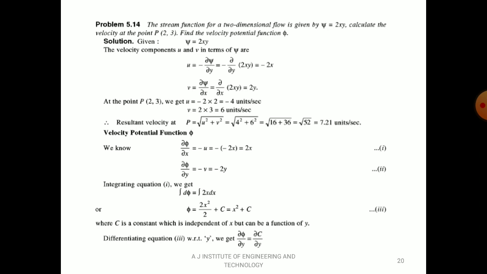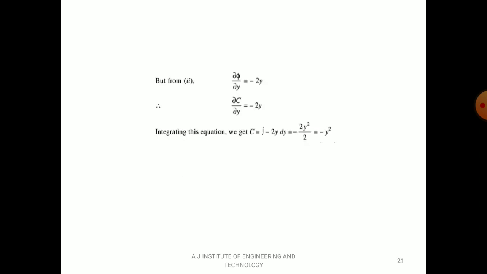Now differentiating equation 3 with respect to y, we get ∂φ/∂y equal to the integration of the differentiation of x² with respect to y, which is 0, so the remaining term is c, which is a function of y, so that is equal to ∂c/∂y. Therefore ∂φ/∂y equals ∂c/∂y. But from 2 we have ∂φ/∂y equal to minus 2y.